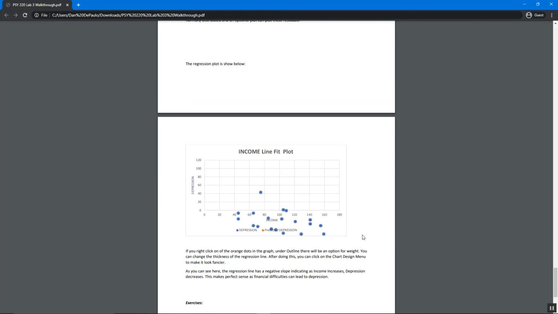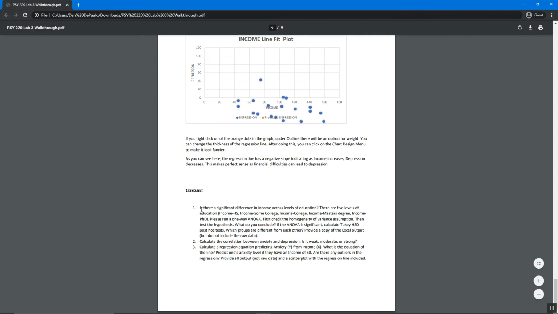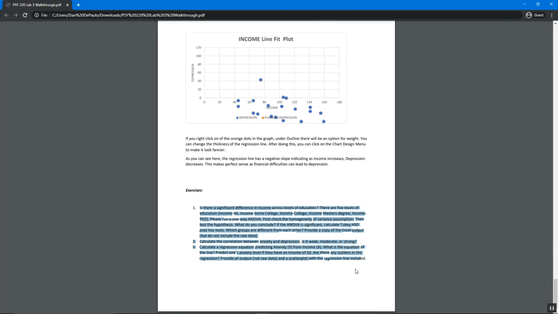So, is there a significant difference? Oh, my scatter plot got messed up. I gotta go fix that. So these are your questions that you have to do. One: is there a difference in income across levels of education? So yes or no, run the ANOVA, check the homogeneity of variance assumption, then test the hypothesis, then calculate the two key post hoc tests if it's significant.